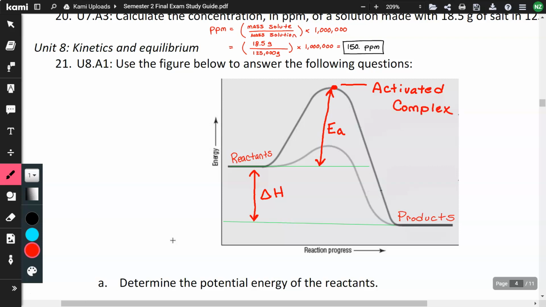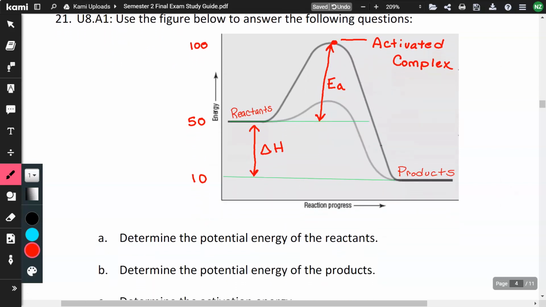Okay. We don't have any numbers on here, so I'm just going to throw some in here. Let's see, how about this can be 10, this will be 50, and let's make this 100. I'm just throwing some numbers on here. We should have had some numbers on our y-axis. I'm just going to throw some numbers on here so we can answer these questions.